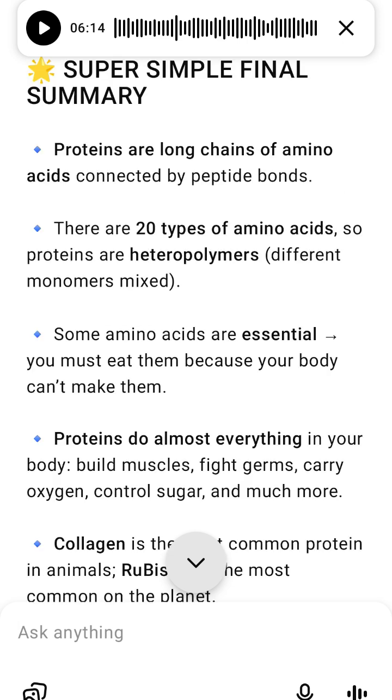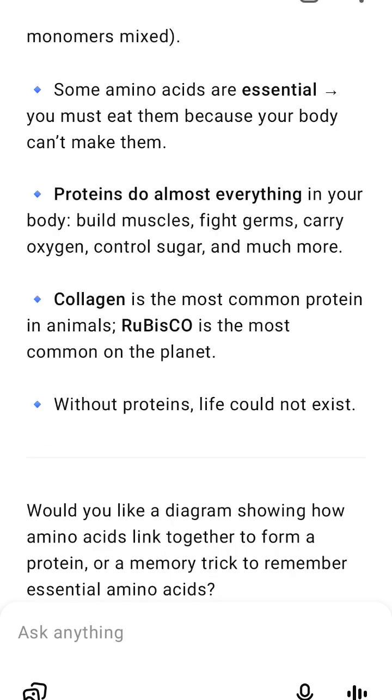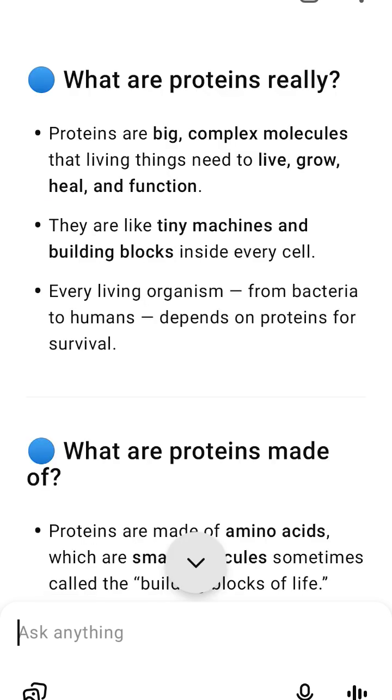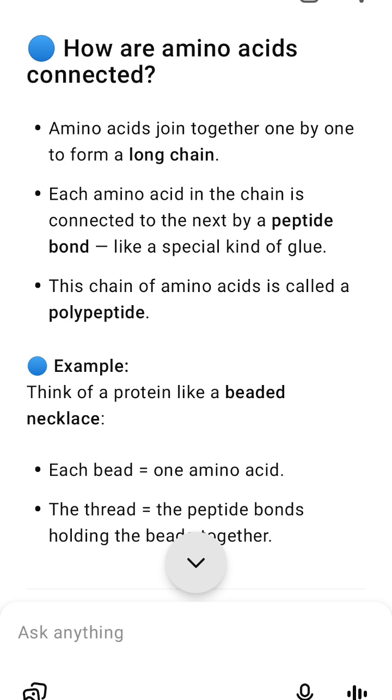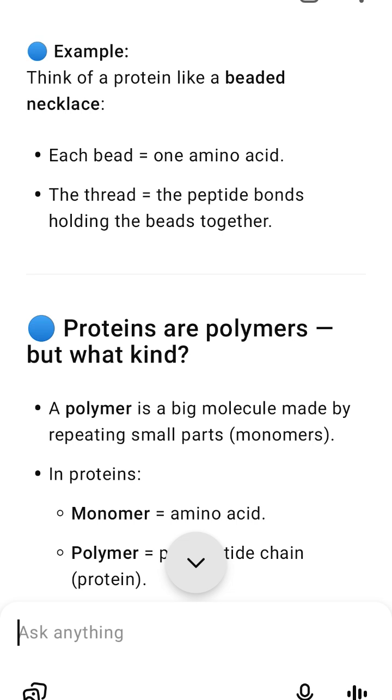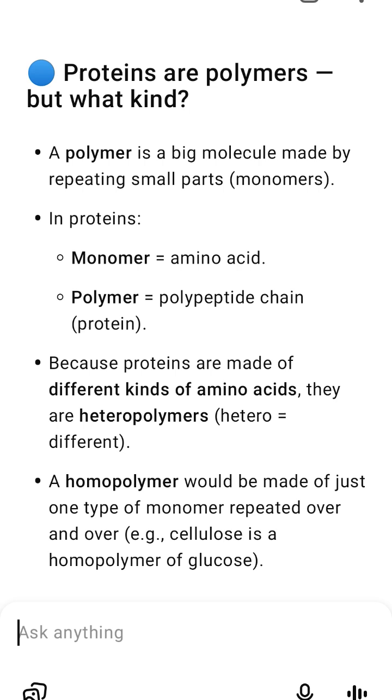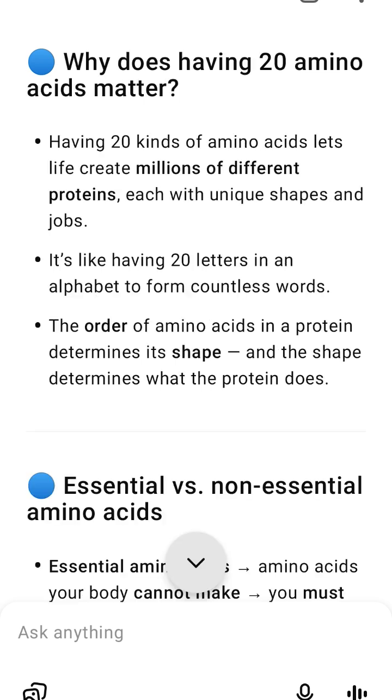What do proteins do in living things? Proteins perform countless functions, including: enzymes, proteins that speed up chemical reactions so they happen fast enough to support life. Example: lactase helps you digest milk sugar. Hormones, proteins that send messages in the body and control processes. Example: insulin controls blood sugar. Antibodies, proteins that recognize and attack viruses, bacteria, and other invaders. Transport proteins carry important molecules around the body or across cell membranes. Example: hemoglobin carries oxygen in blood.